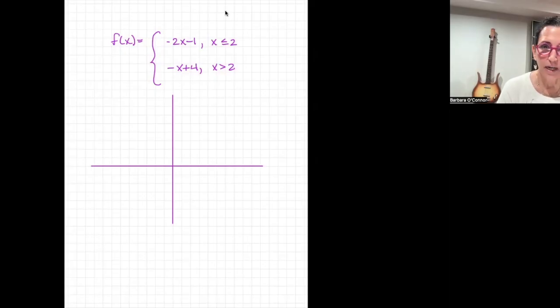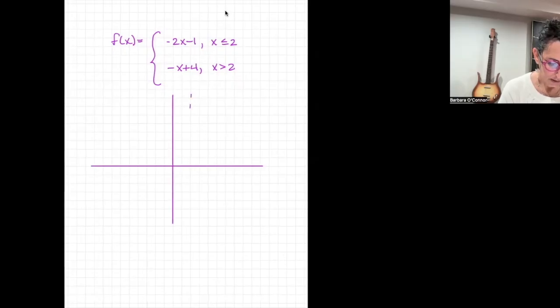So in this one that I have here, when x is less than or equal to 2, I have the equation y equals negative 2x minus 1. And then for values of x bigger than 2, this function is going to take over: y equals negative x plus 4. So let's look at how that's going to go on the graph.